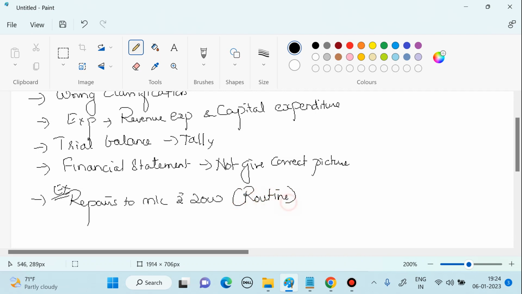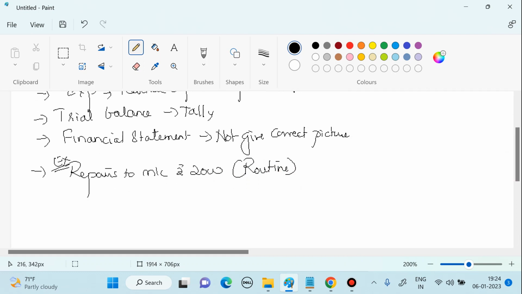Which account does this have to be debited to? Can anybody try? Is it capital expenditure? No, revenue. Ma'am, but like you told, it won't enhance anything. It is not adding to the capability, no? It is not helping you to produce more. It is not helping you to increase the life of the machine, then it's revenue.